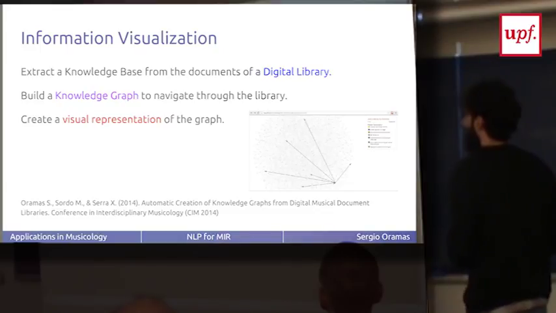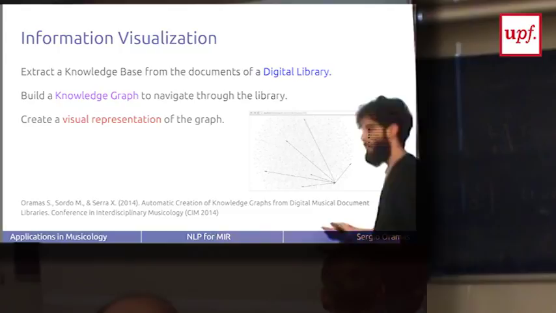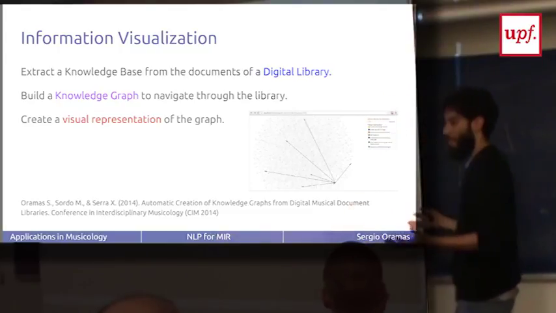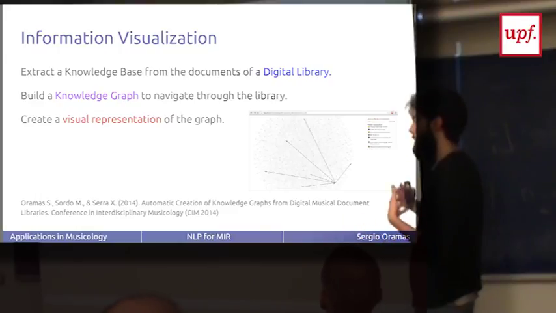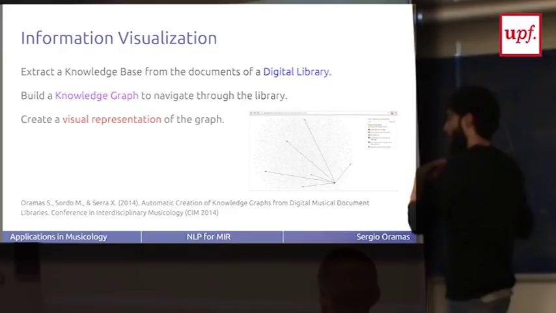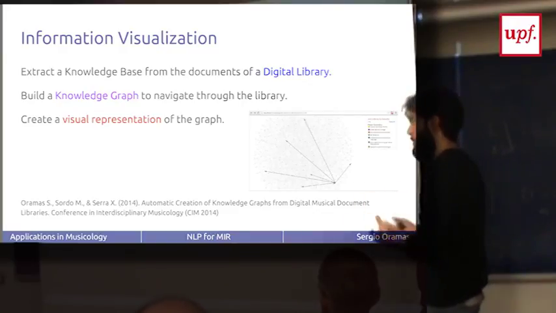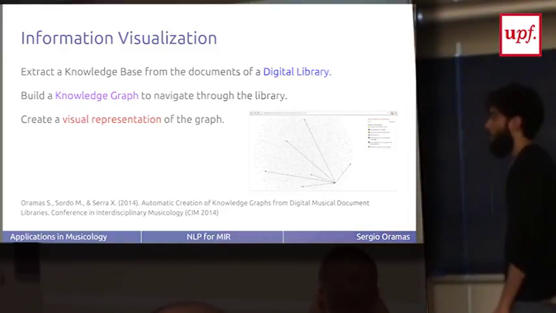Okay, and finally, information visualization. Well, that's simply that if you have a knowledge graph, you can visualize it, and that can be very useful for creating documents. So you may have a digital library, you have a relation extraction, and then you are able to navigate through the library using the graph you have extracted. So you need some exploratory work with that.